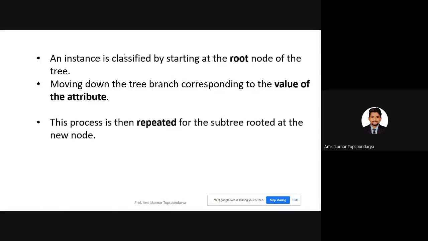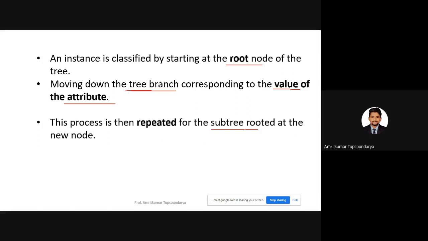So let's say an instance is classified by starting at the root node of the tree and moving down the tree branch corresponding to the value of the attribute, as I said previously. So this whole process of starting at a root node, moving down to the subsequent branches, and then reaching the value of a particular attribute is carried out in a repeated fashion. This process is repeated for the subtree.